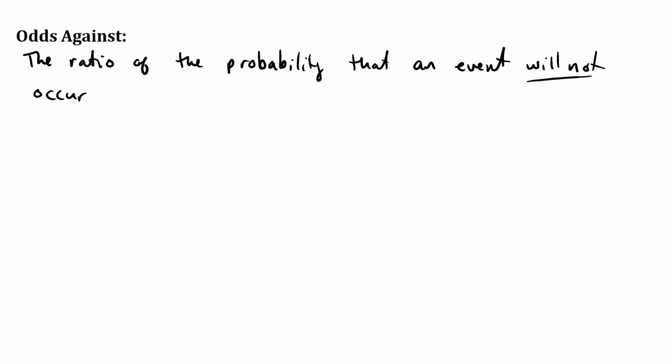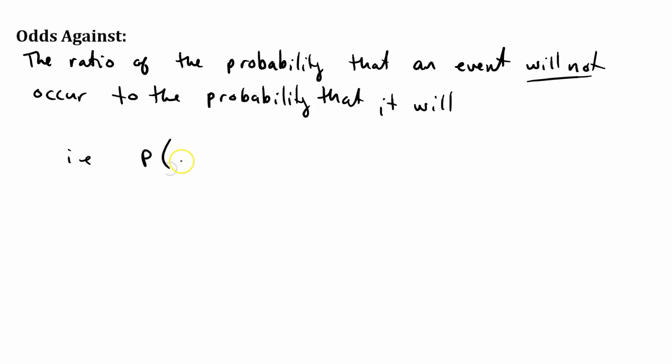So the event that it will not occur to the probability that it will. I.e., probability of will not occur to the probability that it will.